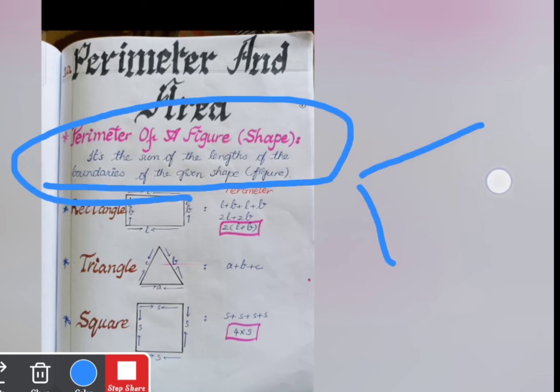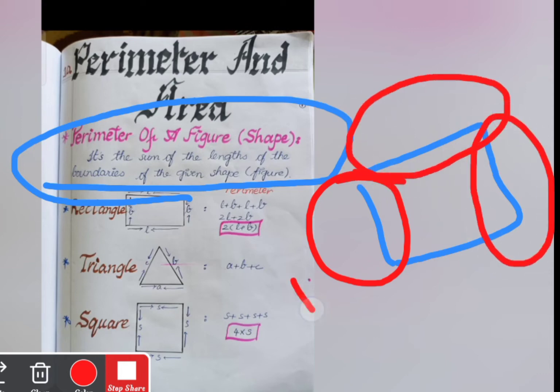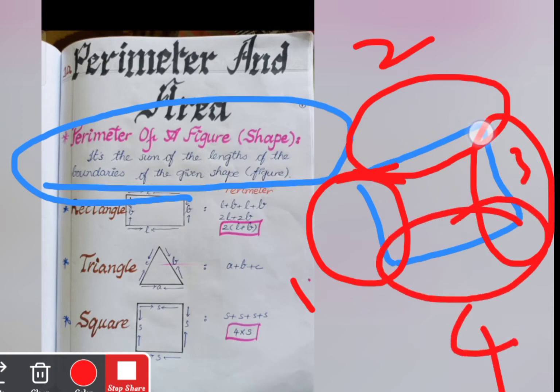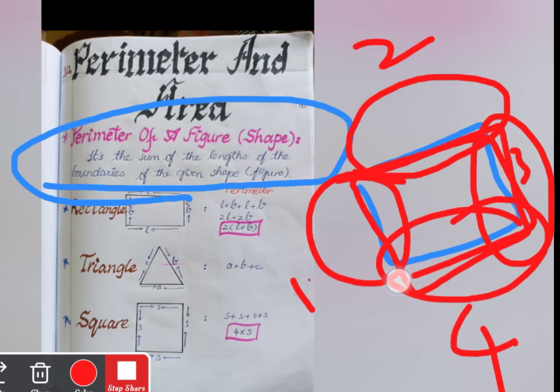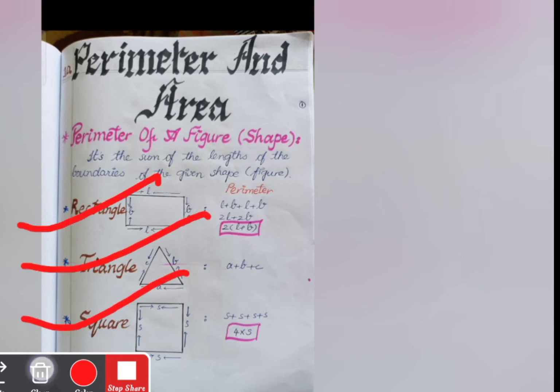Whatever the shape is given to you, if you want to find out the perimeter of the specific shape, what you need to do is find the sum of the boundaries. In this figure, how many boundaries are there? There are 4 boundaries. This is 1, 2, 3 and this is 4. If we find the sum of these 4 sides, we will get our perimeter. So we will discuss here rectangle shape, triangle shape and square shape.